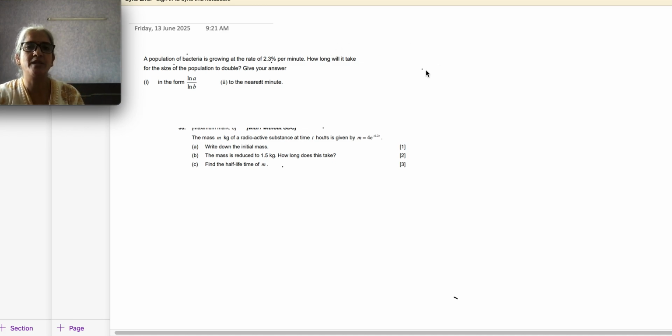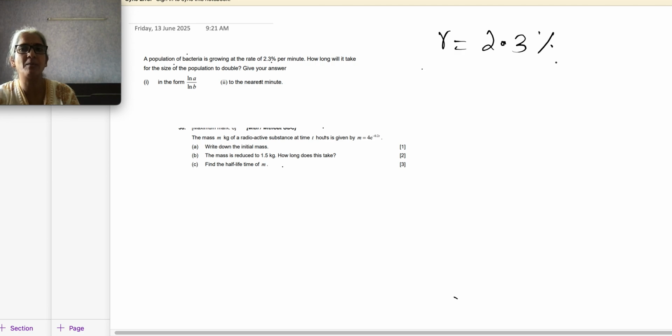Applications of exponents and log. We'll start with the first question, which talks about the population of bacteria. The population is growing at the rate of 2.3%. So it's the same as your rate of interest in the case of a compound interest problem. How long will it take for it to double?